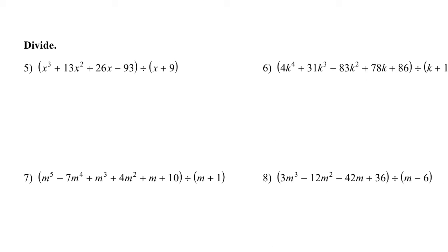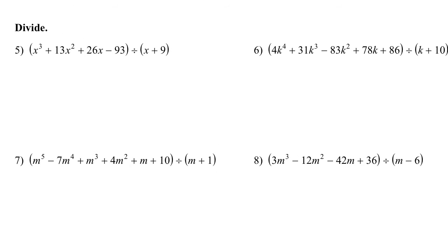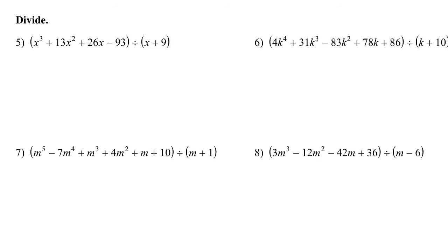Okay, these here you're dividing. So you have two options. You can do long division or synthetic division when the coefficient is 1. And remember, synthetic division, just list out all the coefficients. So we have 1, 13, 26, negative 93. Leave a space, put a box, and in the box you put the opposite of this number here, so negative 9. Then we drop down the first number, 1 in this case, and then multiply in the box and put it in the next spot.